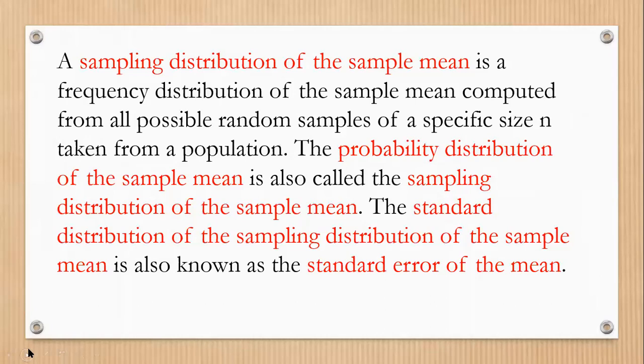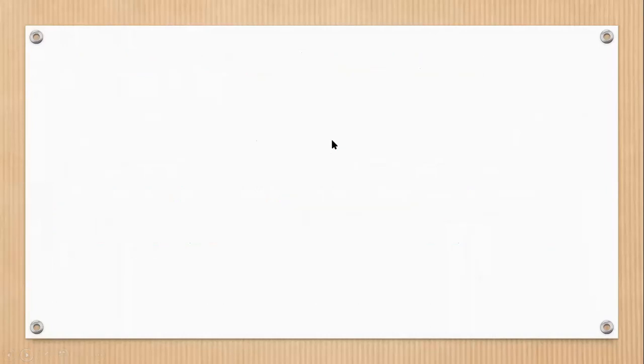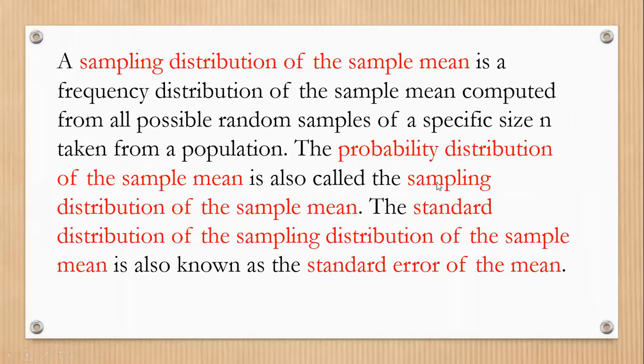Okay, so basically, when we say sampling distribution of the sample mean, it is the frequency distribution. So you know how to set up a frequency distribution or the table of the sample mean computed from all possible random samples of a specific size n taken from a population. The probability distribution of the sample mean is also called the sampling distribution of the sample mean, and the standard deviation of the sampling distribution of the sample mean is also known as the standard error of the mean. So please take note of that word, standard error of the mean.